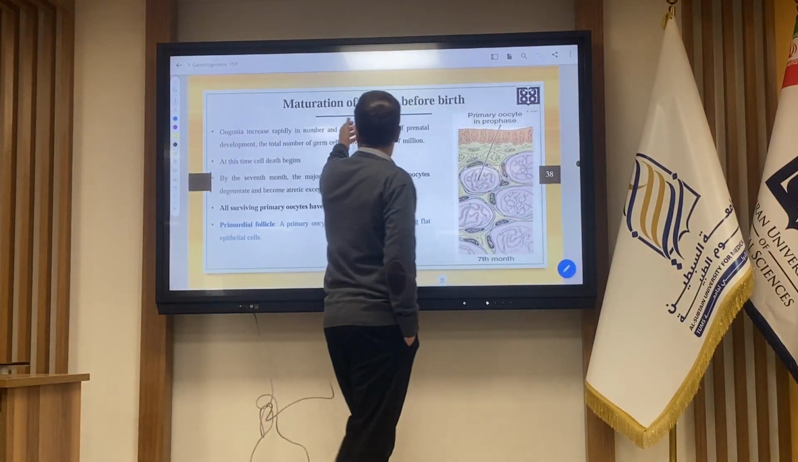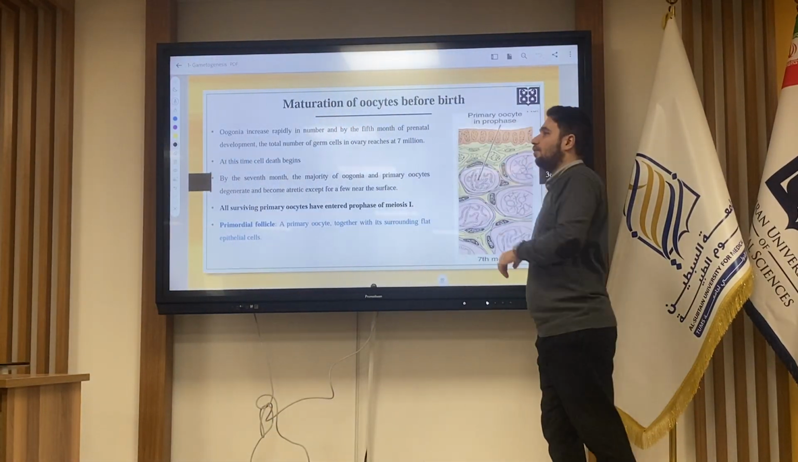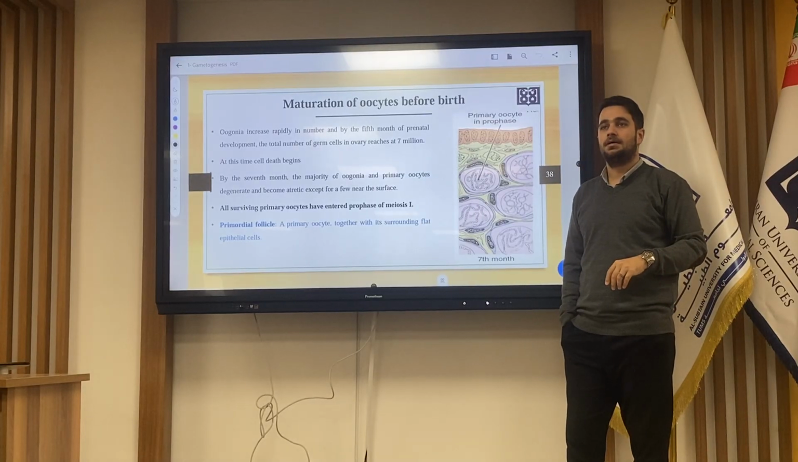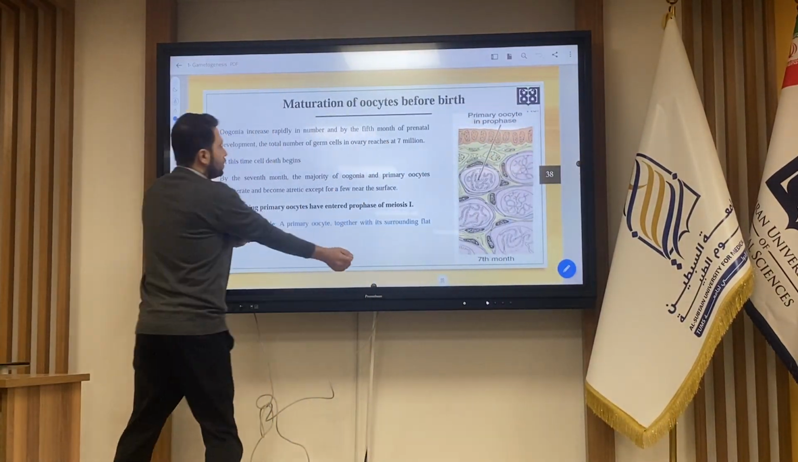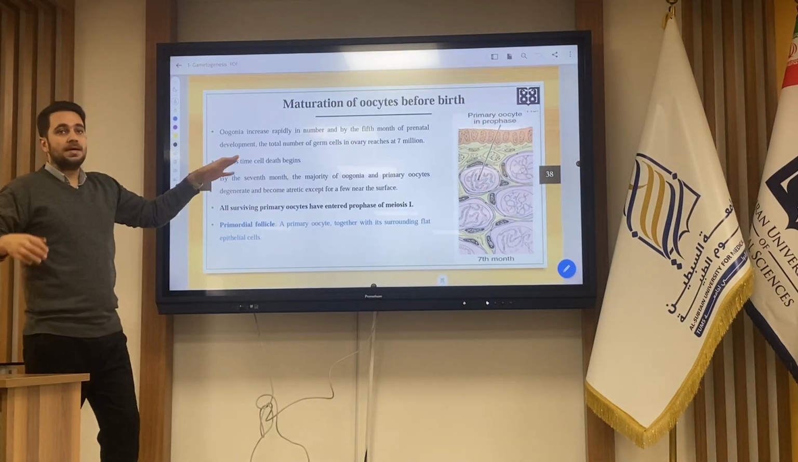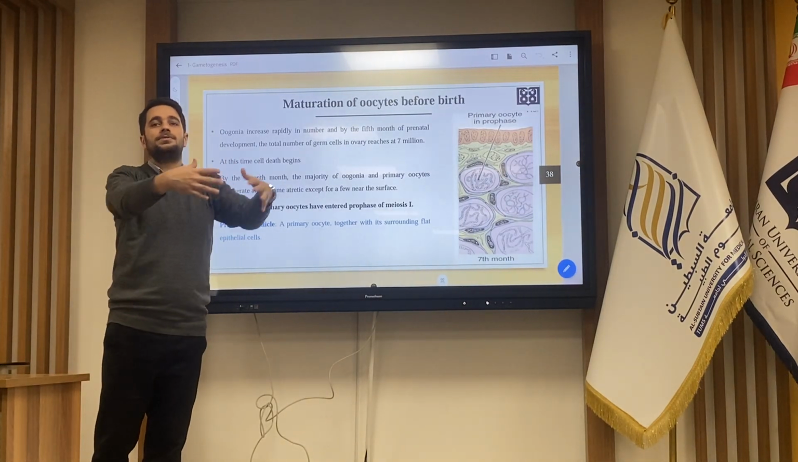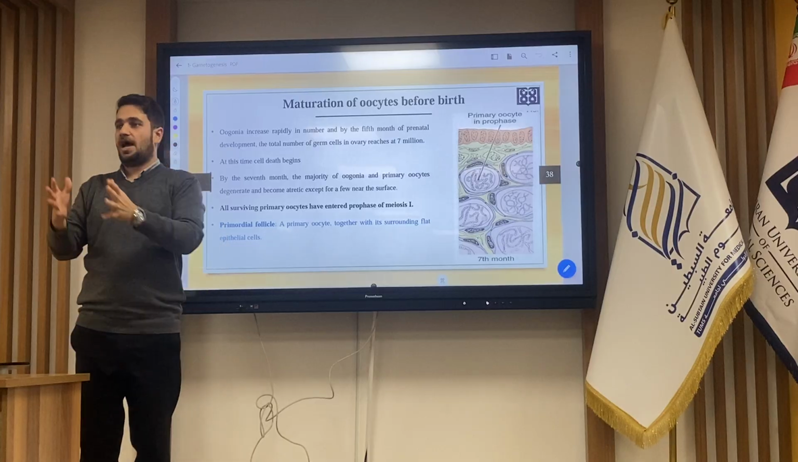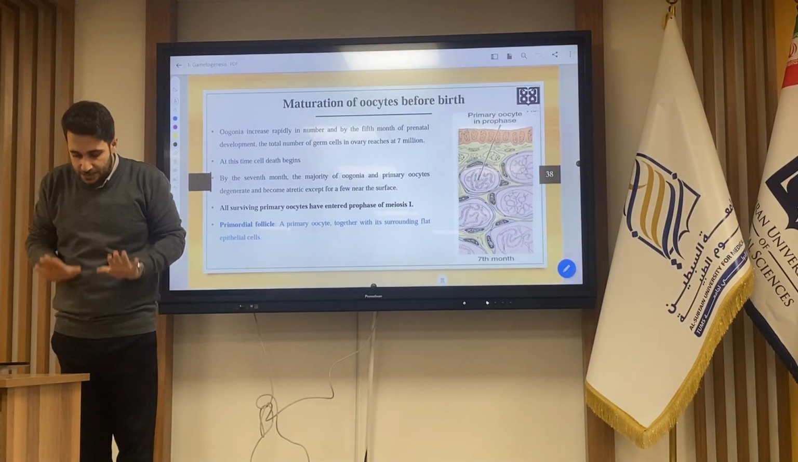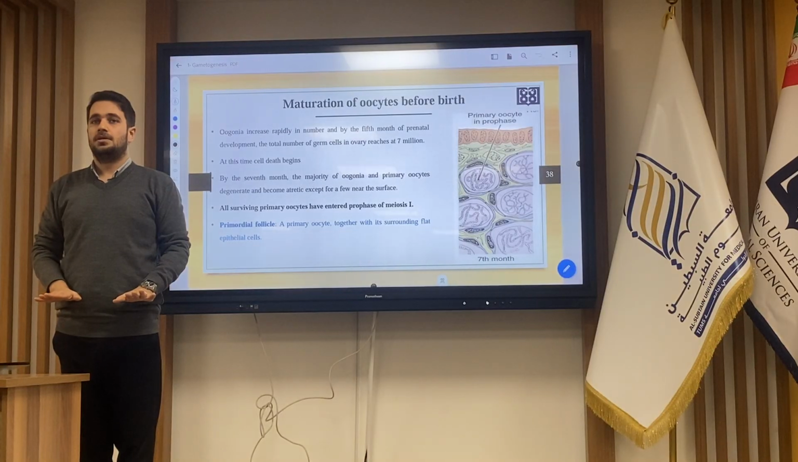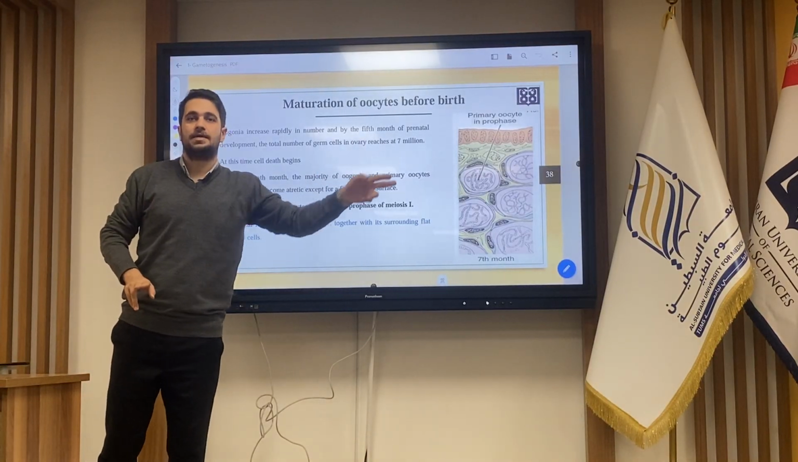What happened after that? You are seeing maturation of the oocyte before the birth. I told you, they are starting mitosis and meiosis. But the meiosis doesn't develop. I told you we have meiosis 1 and meiosis 2. But the primary oocyte stops at this part. It doesn't go to the next step.